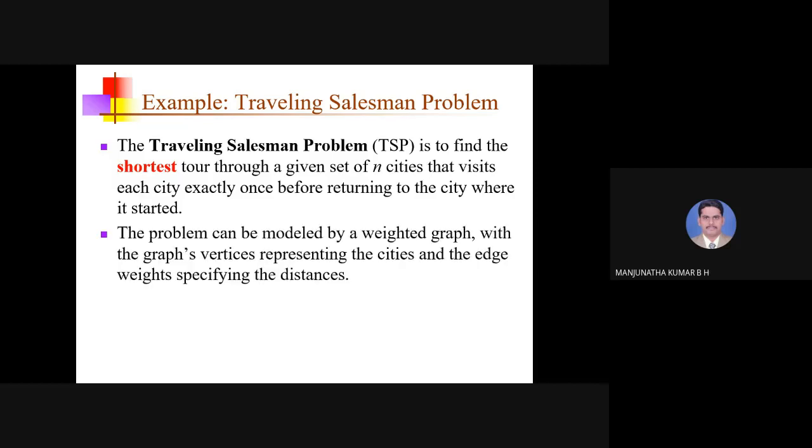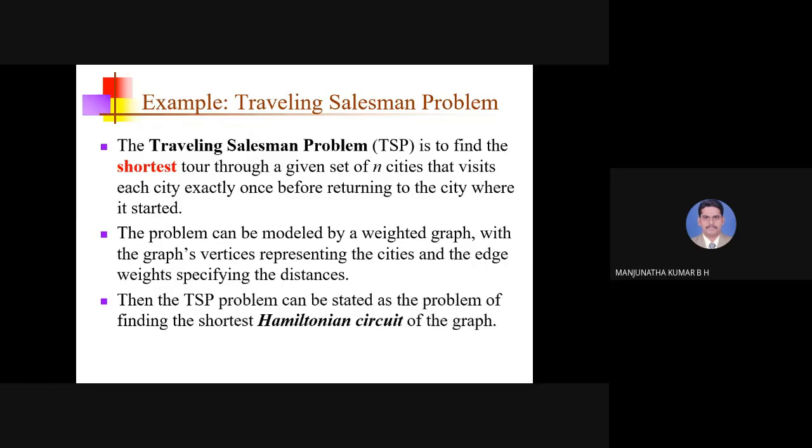So we model this problem by a weighted graph, and in brute force also we modeled this problem using a weighted graph. Here the graph vertices represent the cities, the edge represents the path between two cities, and the weight on the edge represents the distance. The traveling salesman problem can also be stated as the problem of finding the shortest Hamiltonian circuit of the graph. So finding a Hamiltonian circuit is nothing but solving the traveling salesman problem.